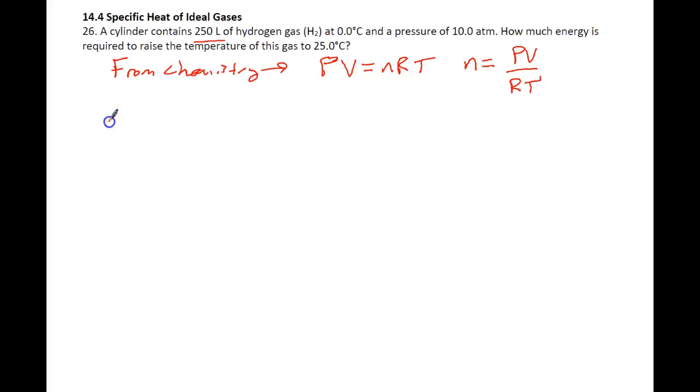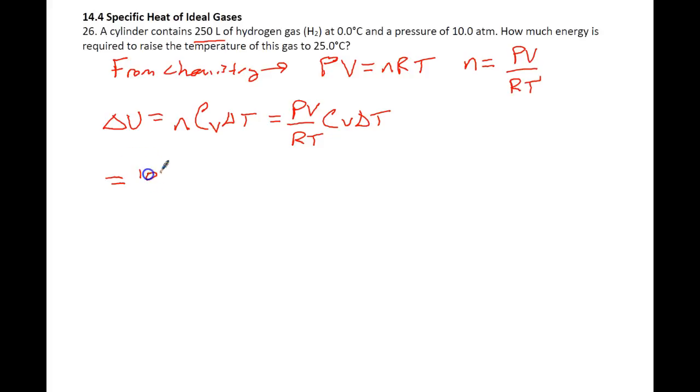temperature. We also know that the change in the internal energy is equal to the number of moles times the heat capacity at a constant volume times the change in temperature. So that's equal to PV over RT. That's what I filled in for n. Notice I took the n here, filled it in here, and we take that times CV and times delta T. So let's go ahead and plug everything into this equation.